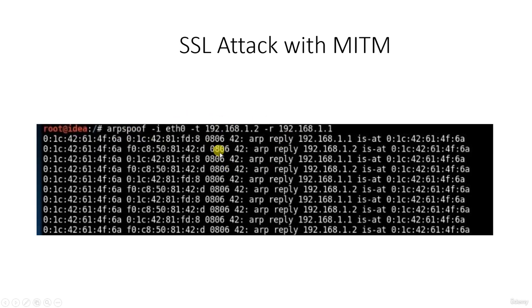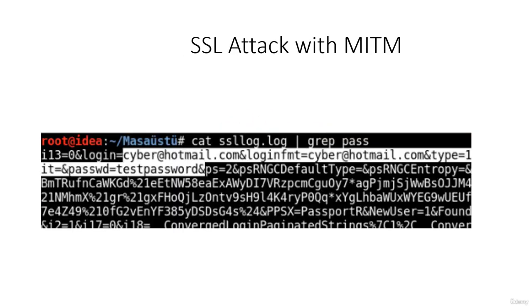So after that, when you enter this command in the terminal, it is going to give you the password in a log file. As you can see, the attacker can see the password in a log file, which is the SSL strip log file, from the Kali Linux machine terminal. So the username is this one, cyber@hotmail.com, and the password is a test password for testing purposes.